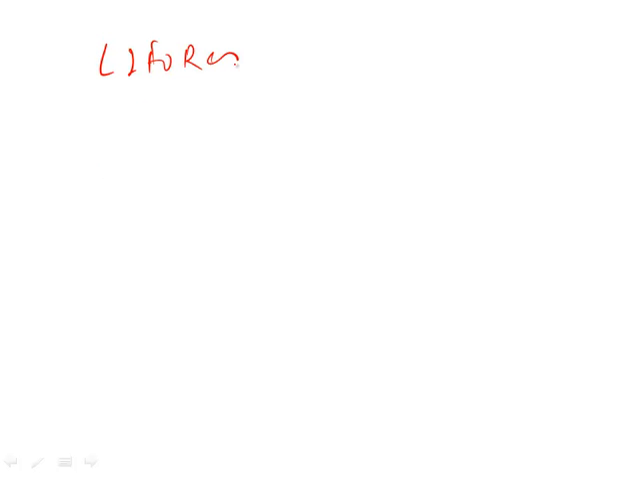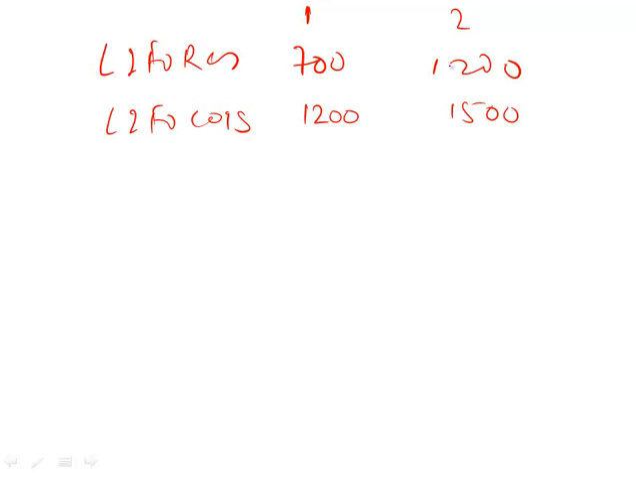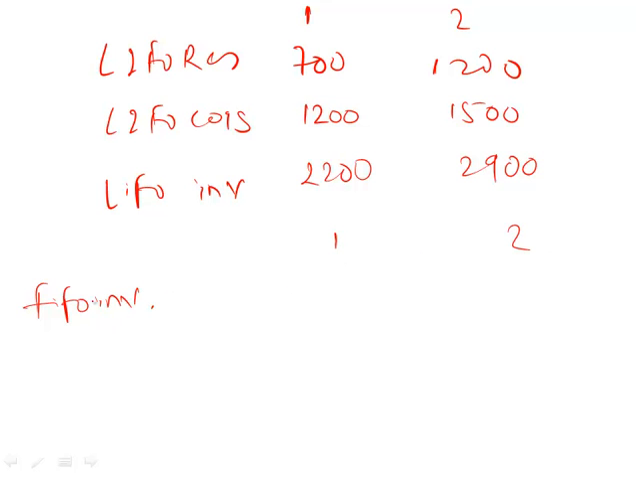LIFO reserve, year 1, year 2: 700, 1200. LIFO COGS: 1200, 1500. LIFO inventory: 2200, 2900. Find out FIFO inventory in year 1 and year 2. Find out FIFO COGS in year 1 and year 2. Assume that this is the first year of operation. This is the first year of business.